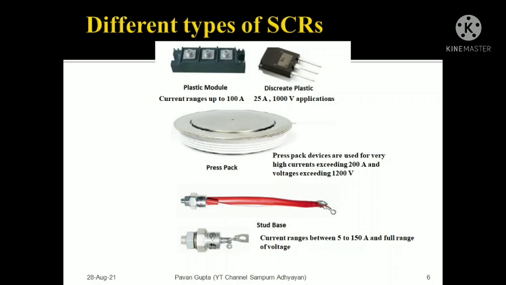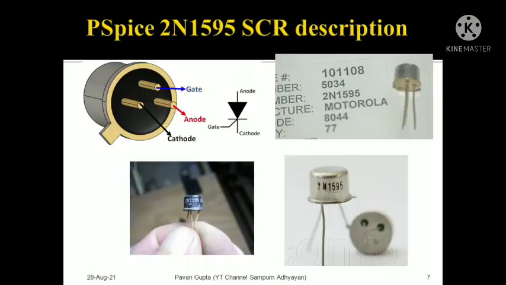It is not like that only this type of 4 SCR or 5 SCR is there. You will find a lot of variation in this. Now these are the PSpice 2N1595 SCR. If you actually want to do the PSpice simulation, you will find in the library 9.1 version, you will find 2N1595 SCR. Its data sheet you can find on Google.